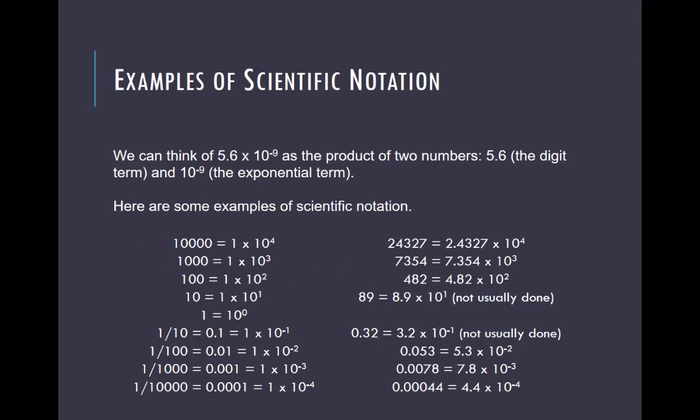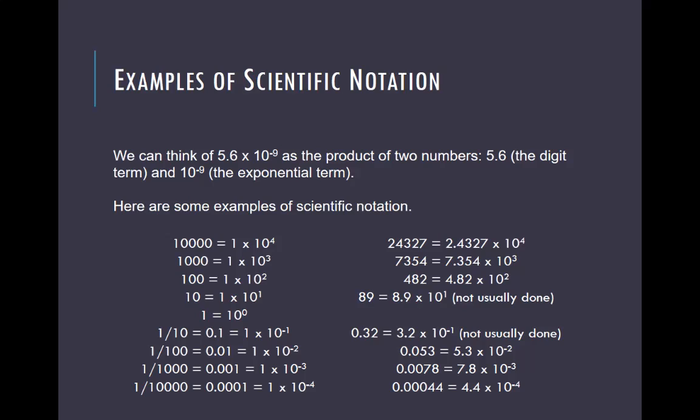Okay, so here are some examples of scientific notation. 1 times 10 to the fourth is the same thing as 10,000. 1 times 10 to the third is 1,000. 1 times 10 to the second, 100. 1 times 10 to the first, 10. And 1 times 10 to the zero is 1. Anything to the zero is 1. So you got to kind of keep that in mind.